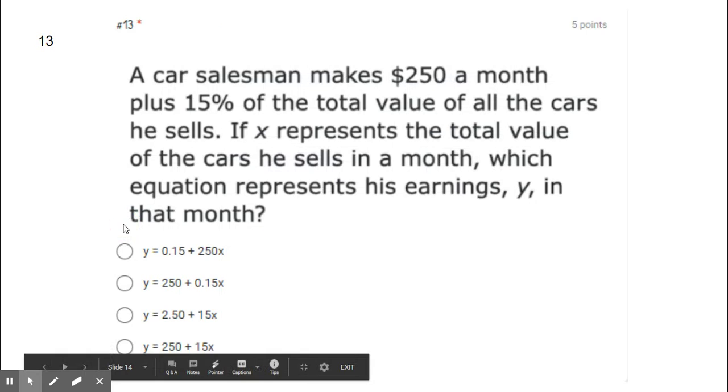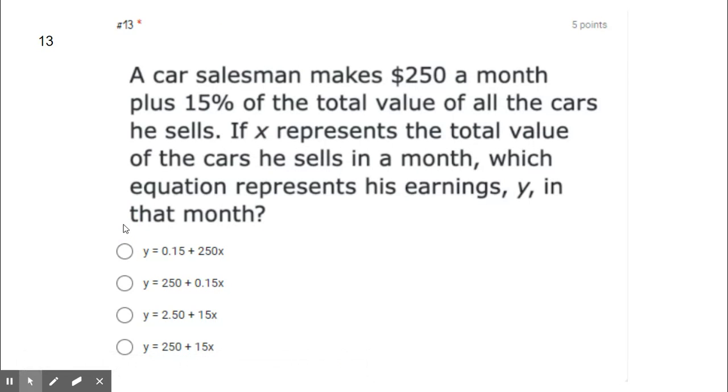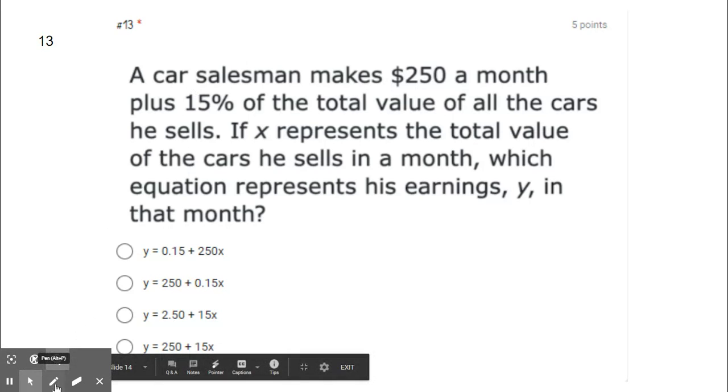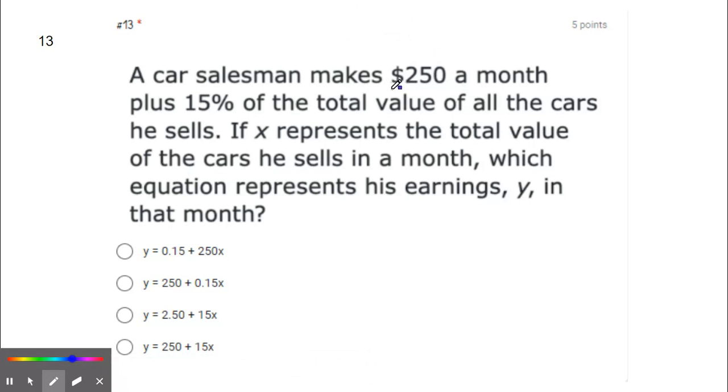Number 13. A car salesman makes $250 a month plus 15% of the total value of all the cars he sells. If X represents the total value of the cars he sells in a month, which equation represents his earnings, Y, in the last month? All right, so he makes $250 a month plus something. So this right here is what would be known as my Y-intercept. Plus means I'm going to add it to whatever this 15% of the total is.